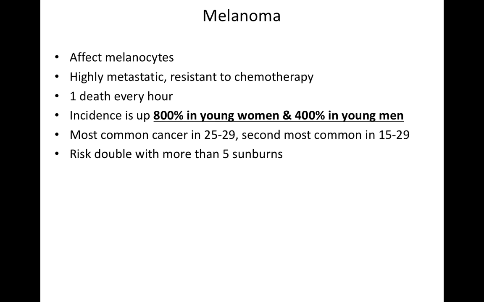This is the most common cancer in 25 to 29-year-olds and the second most common cancer in 15 to 29-year-olds. Once you've had more than 5 sunburns in your life, your risk of having melanoma more than doubles. So that's huge. On the plus side, if you wear SPF every day, it decreases the chance of melanoma by like 50%. So there are things that you can do on the positive side if you've already had these sunburns, because a lot of people get 5 sunburns while they're a child.